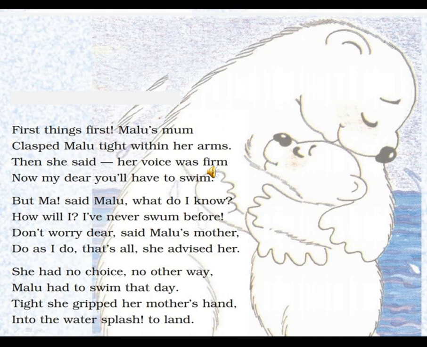"But Ma," said Malu, "what do I know? How will I? I've never swum before." So Malu seems a bit scared here. Why? Because Malu has never swum before. Yes, this is her first time. You see, when she says, "What do I know? How will I?" it clearly suggests that she is quite scared of this. And those of you who know swimming, you would also understand that when you first swam, it was not a very easy thing, right? It is a bit scary to swim in the water for the first time. So Malu is also undergoing the same thing.